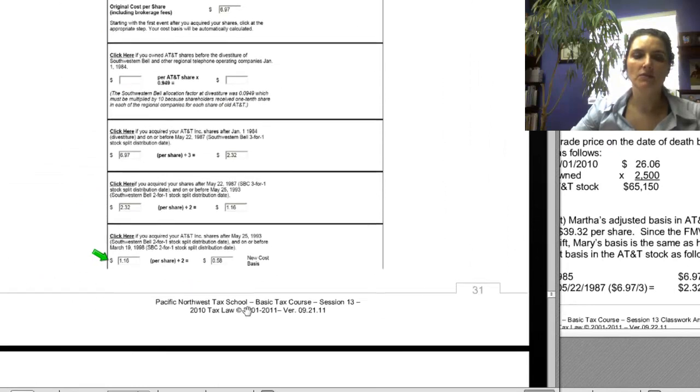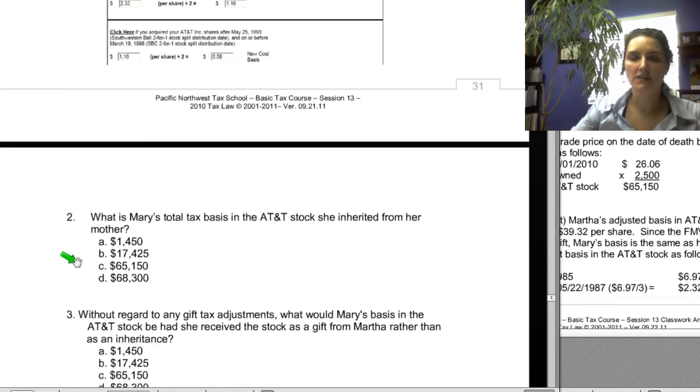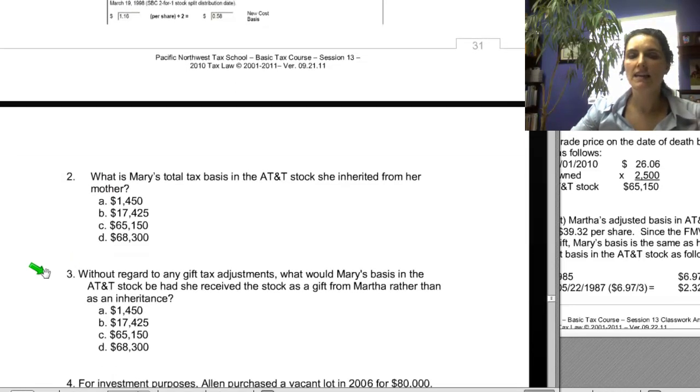So moving down to the next page of our problem. It was a multiple choice question. What is the correct answer? Well, the correct answer was $65,150. The next question is, without regard to any gift tax adjustments, what would Mary's basis in the AT&T stock be if she had received the stock as a gift from Martha rather than as an inheritance?